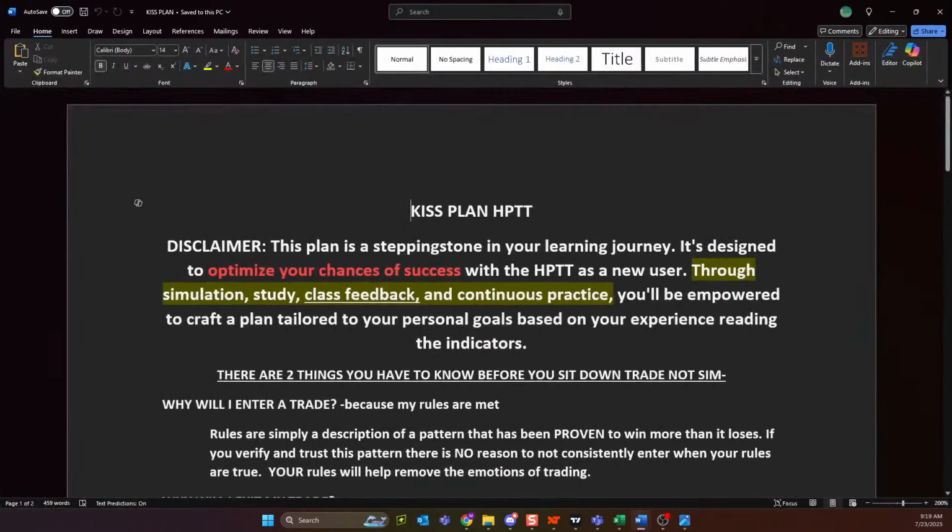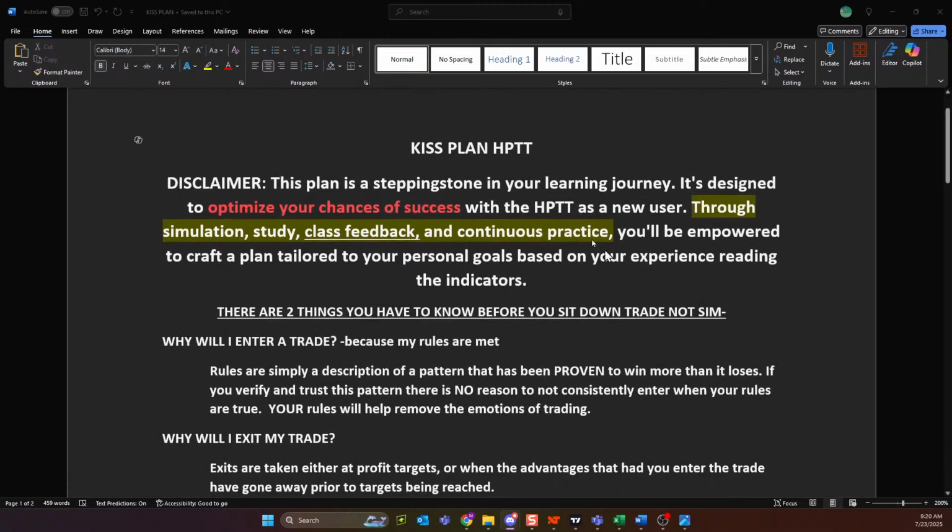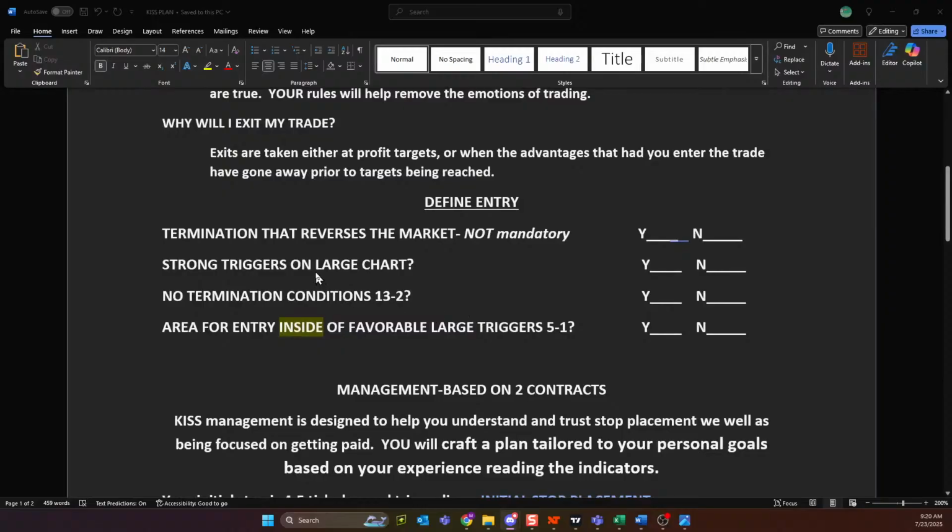In the room, I'm very willing to take trades on Simulator. Simulator is a great place to test your plan, to follow your plan, to see what happens when your plan is met. So I'm going to drop all this stuff in the room, guys. The KISS plan on NinjaTrader, if we get the rules met for a high probability trend trade, meaning that we have strong triggers, no termination conditions, and an area inside of triggers, I will pull the trigger on Simulator. Not to tell you to take trades, guys.